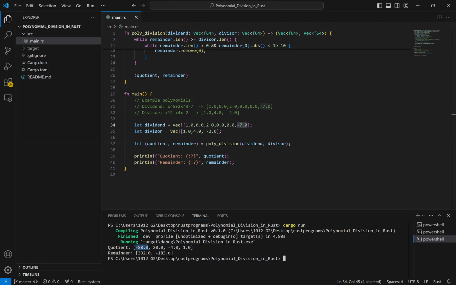Then what about the remainder? This is the constant term, then x raised to 1. And that's what we got when we did our long division. I think it's the same polynomial.